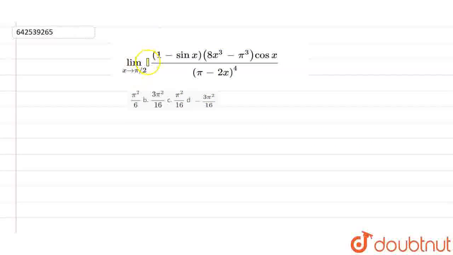Okay, so the question we have here is: limit x tends to pi by 2, (1 minus sin x)(8x cube minus pi cube) cos x divided by (pi minus 2x) power 4. Okay, so this is the equation we have to solve. So first, what we can do in this question.